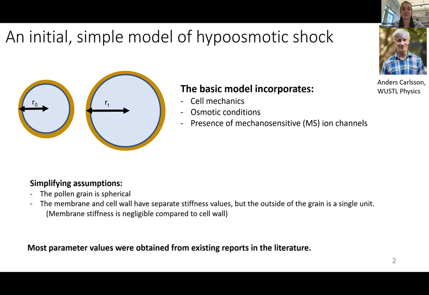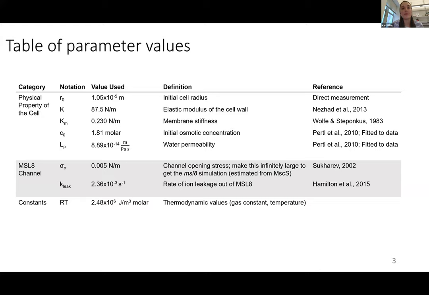And most of the parameter values that we obtained were already existing in the literature. I just want to give you an idea of what those parameter values look like. They can be separated into two different categories: the physical properties of the cell, and then also properties of the MSL8 channel. I won't spend too much time here, but I wanted to give you an idea of what the values look like and what we were using in our model here.